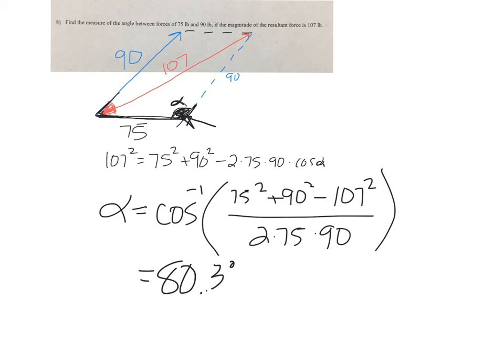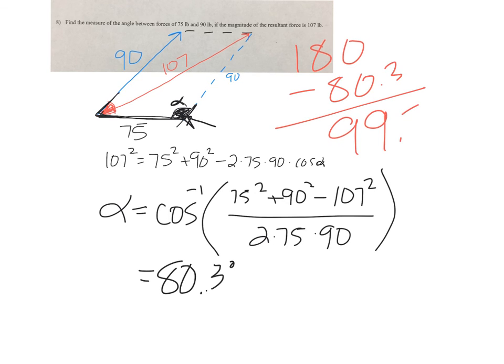So if I wanted my red angle, that's 180 minus 80.3 degrees, which is going to be 99.7 degrees, is the measure in between my original two vectors.